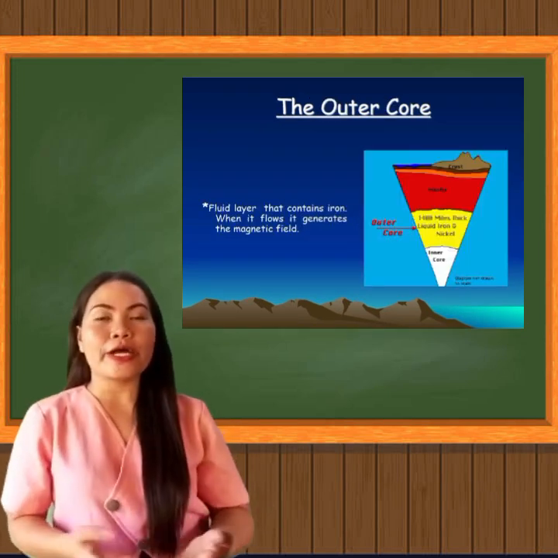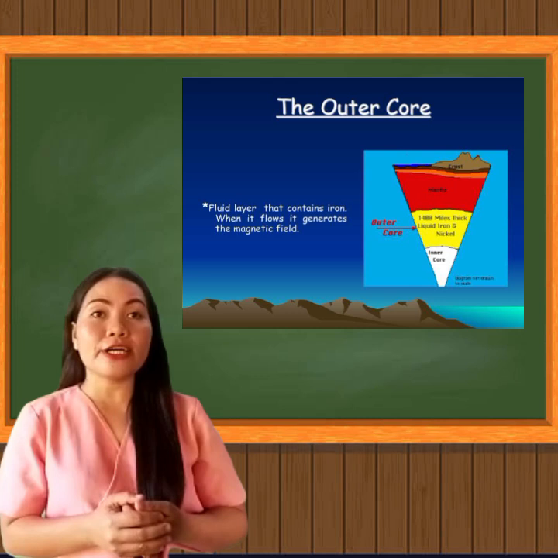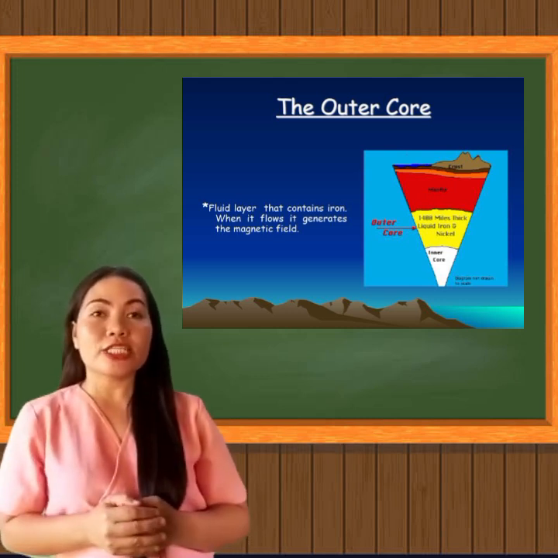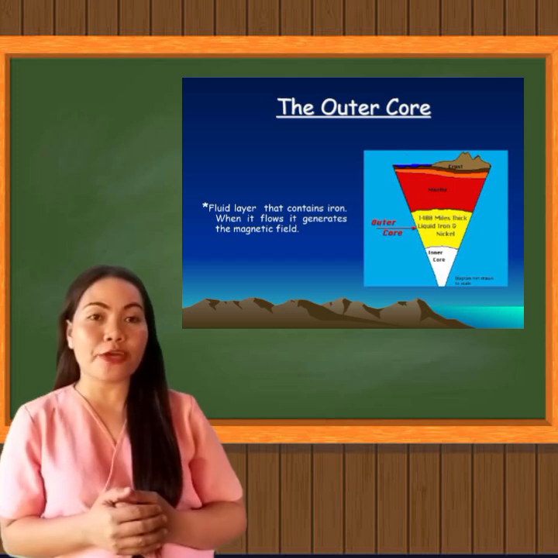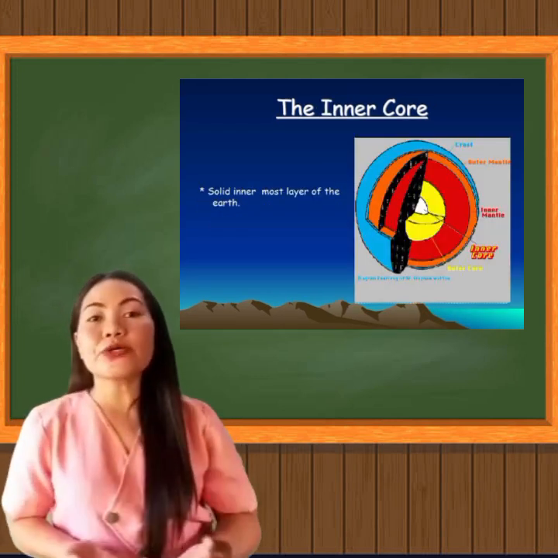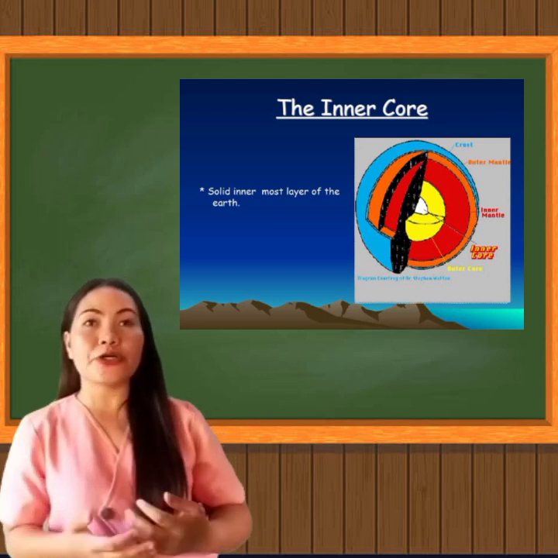The outer core. The outer core is a fluid layer that contains iron. When it flows, it generates the Earth's magnetic field. Then the inner core. The inner core is the solid innermost layer of the Earth.